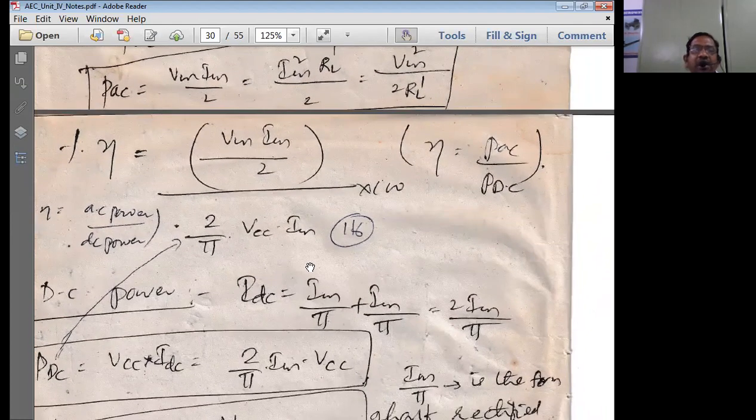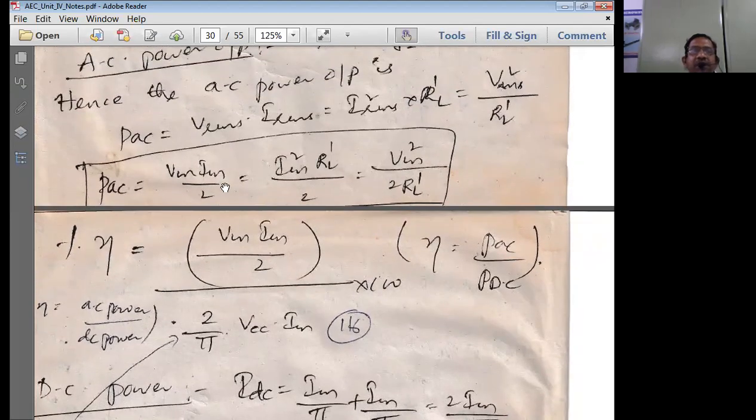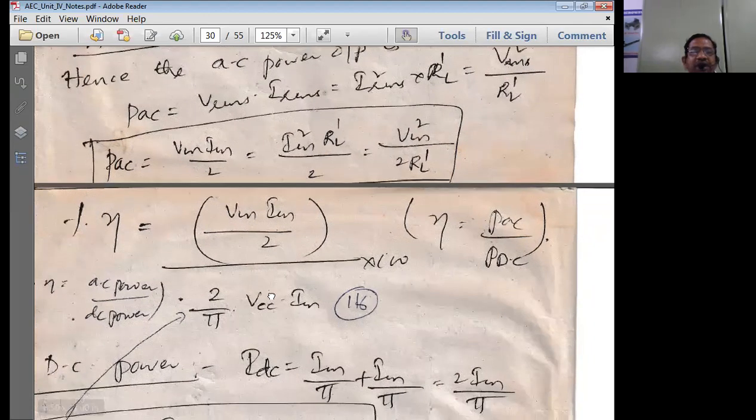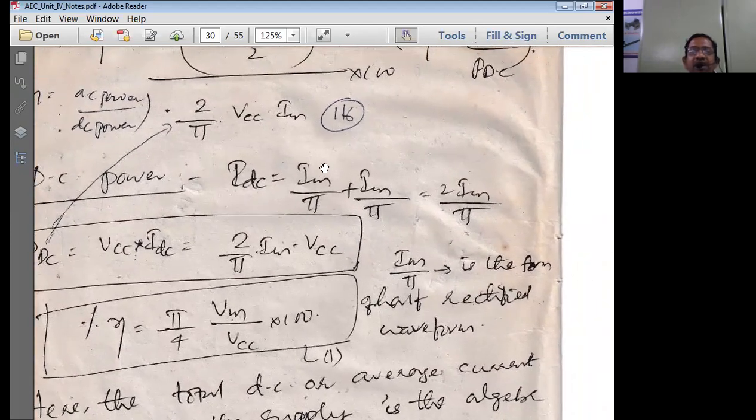Let us try to calculate the efficiency now. So for finding out efficiency, PAC by PDC. PAC is nothing but what now? Vm Im by 2, whole by PDC. What about PDC? Yeah, PDC is the one which is important. We have taken this equation, which is nothing but the output expression from the half wave rectifier.